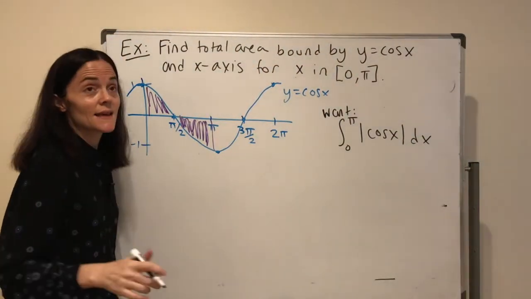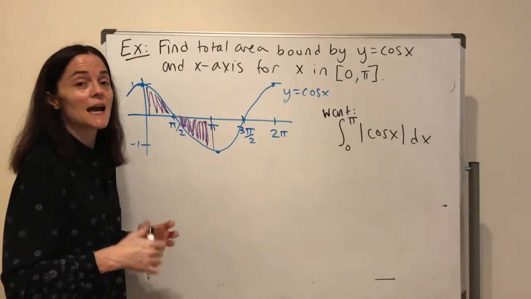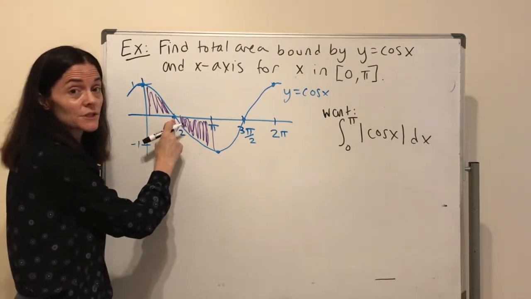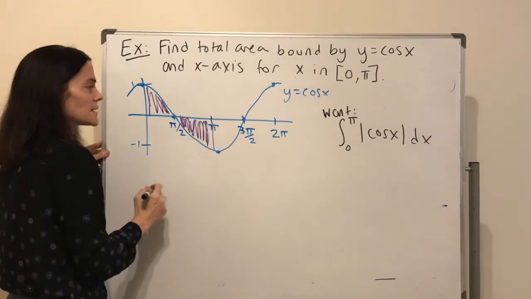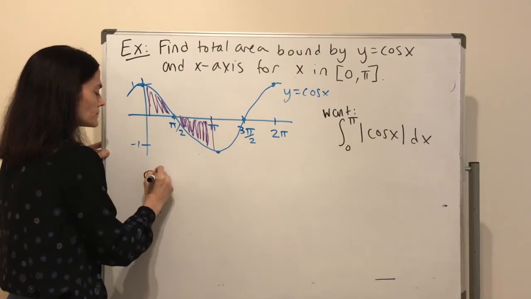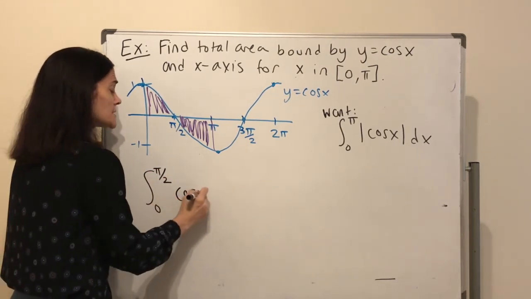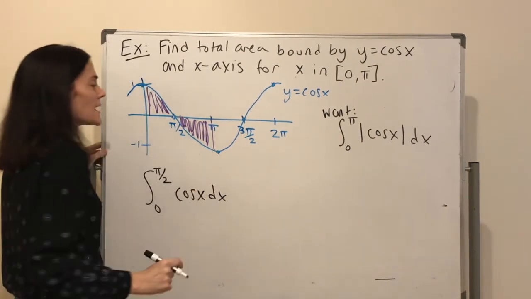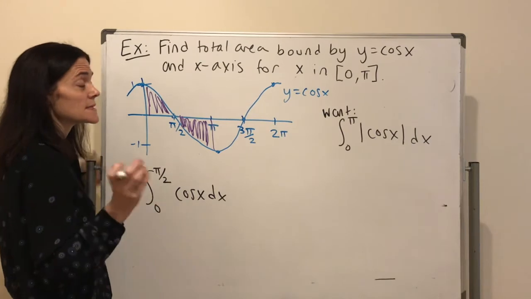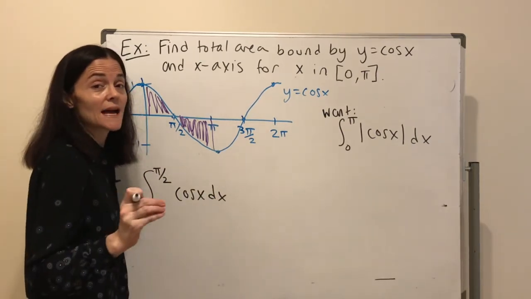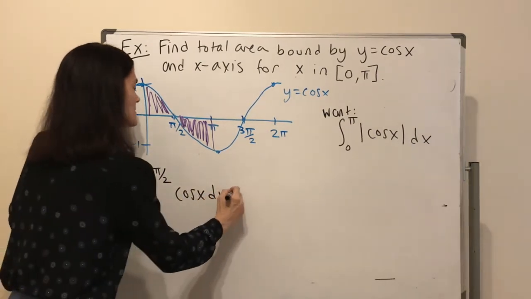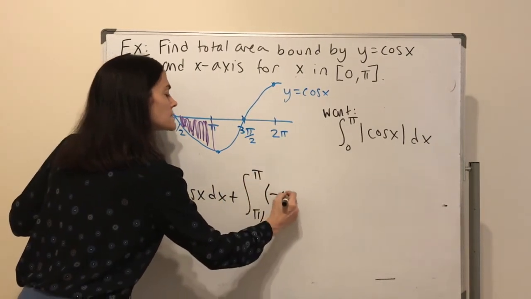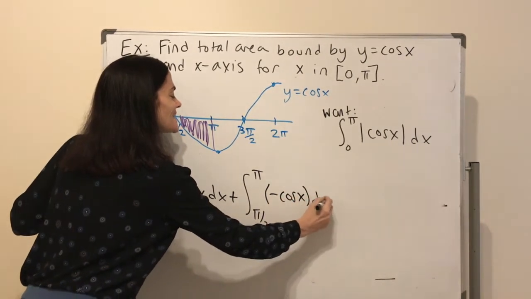And just like the example that we ended with last time, the way we do that is we break it into a sum. So here, from 0 to pi over 2, cosine is positive, and we would just integrate cosine x dx. And from pi over 2 to pi, cosine is negative, such that the absolute value of cosine x is minus cosine x. So we integrate from pi over 2 to pi of minus cosine x dx.